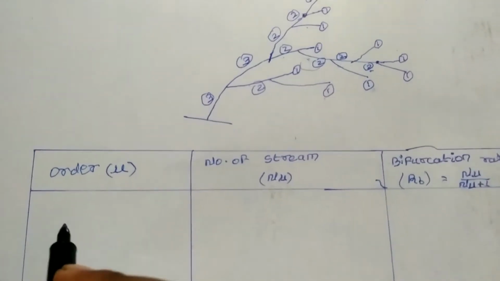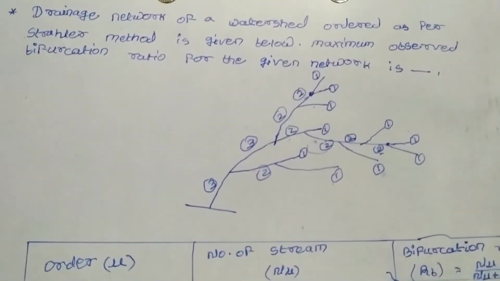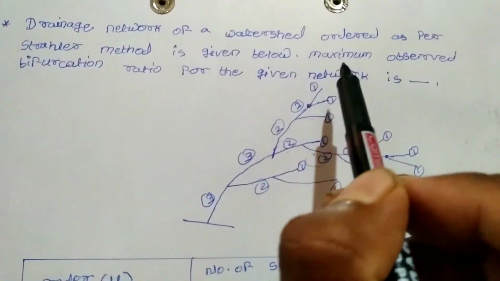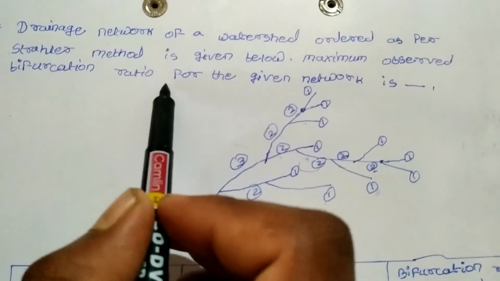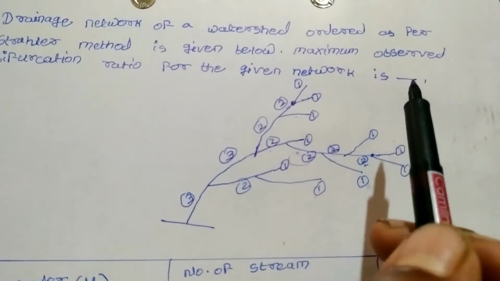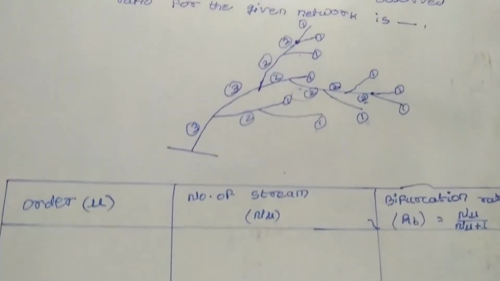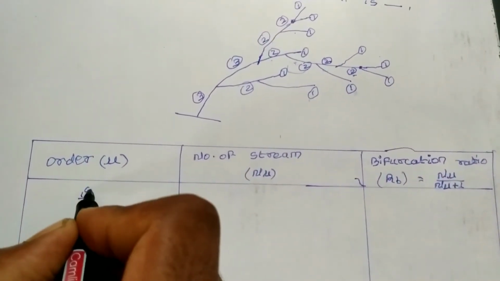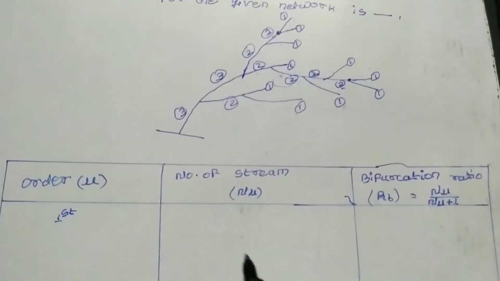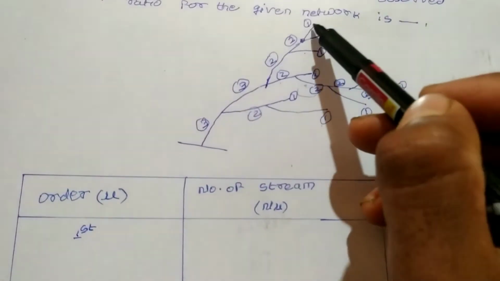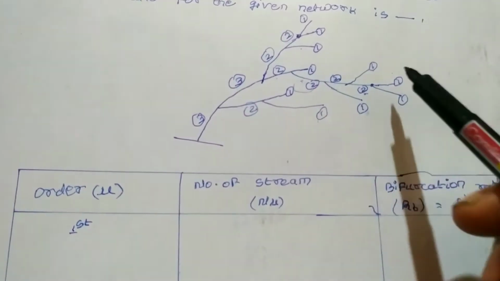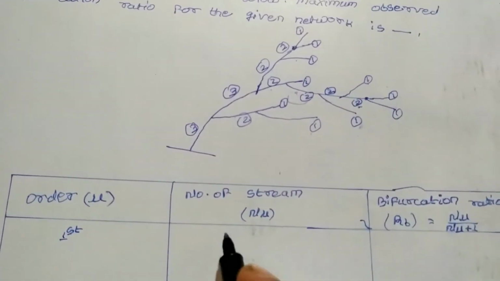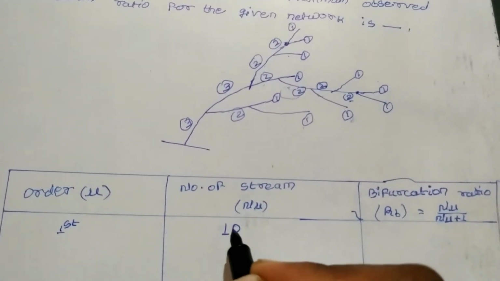Now let's start calculating. First, what is being asked? The maximum observed bifurcation ratio of the drainage network of the watershed. So first we have to calculate the number of first order streams. How many first order streams? Count: 1, 2, 3, 4, 5, 6, 7, 8, 9, 10. So 10 is the number of first order streams.